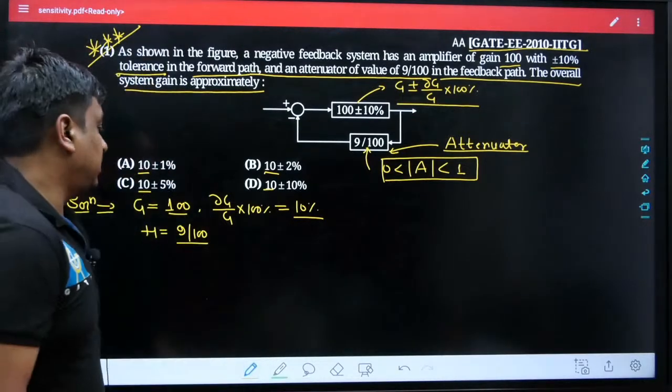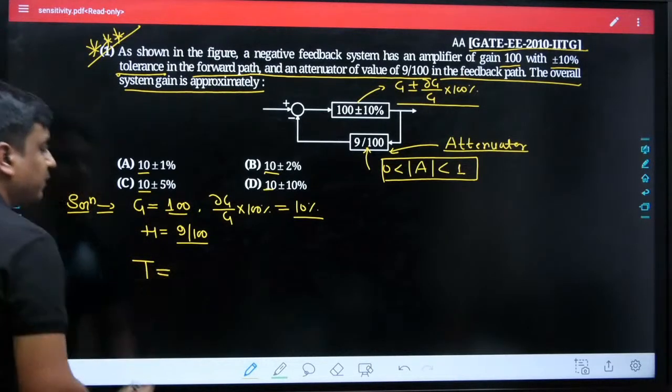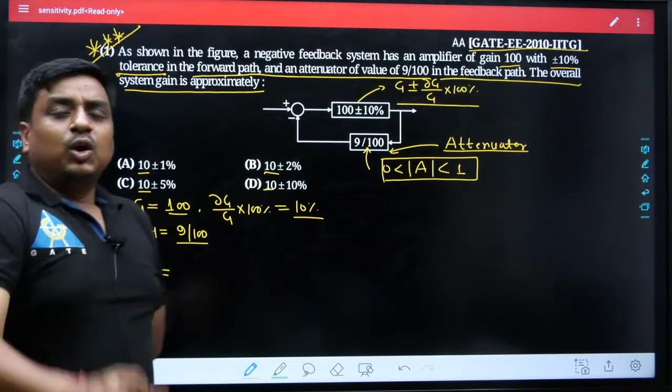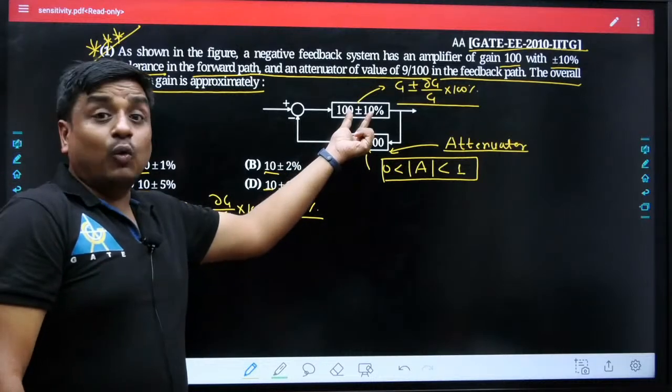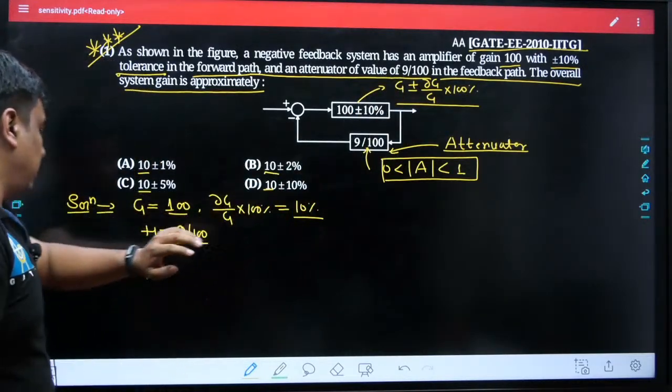So let me do that. First let me calculate the perfect value of T. What does it mean by the perfect value of T? Where there is no tolerance over G at all. That means G was fixed at 100. If G is fixed at 100, what will happen?